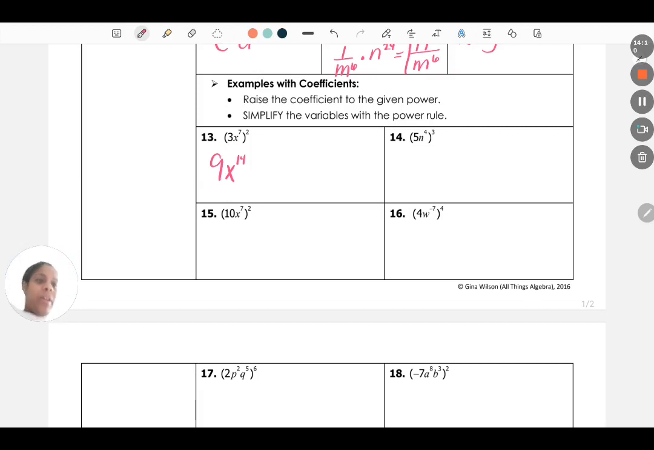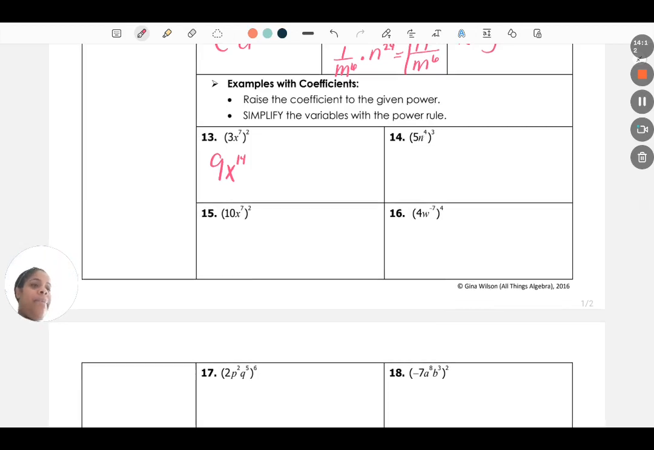All right, here we go. 5 raised to the 3rd power. Oh, I don't have my calculator. Okay, so we have 5 times 5 is 25, and 25 times 5 is 125. So we have 125 n, and n to the 4th times 3 is 12. There you go.